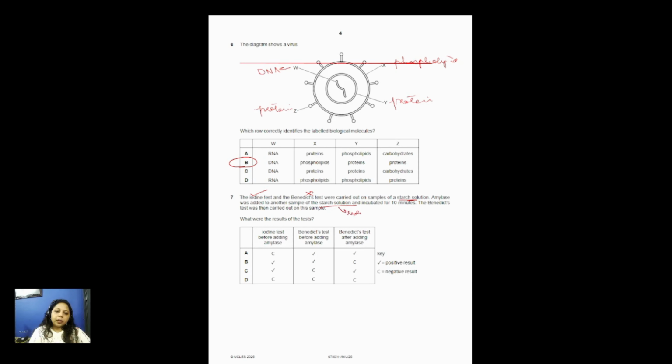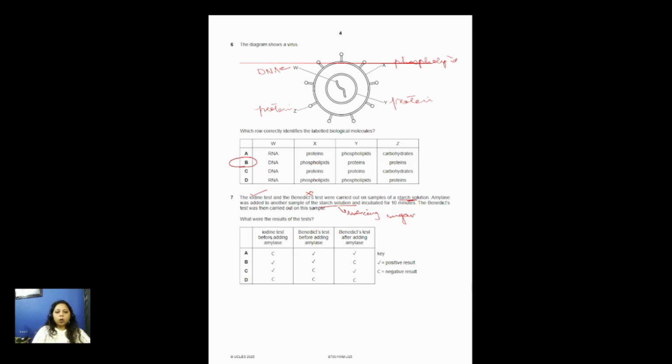Let's say, so definitely it is going to show which contains amylase enzyme, because it is going to break down starch into maltose, the smaller or reducing sugars. So then the Benedict test was carried out. Let's see which result is correct. Number one, iodine test before adding amylase. So the C means the negative result.